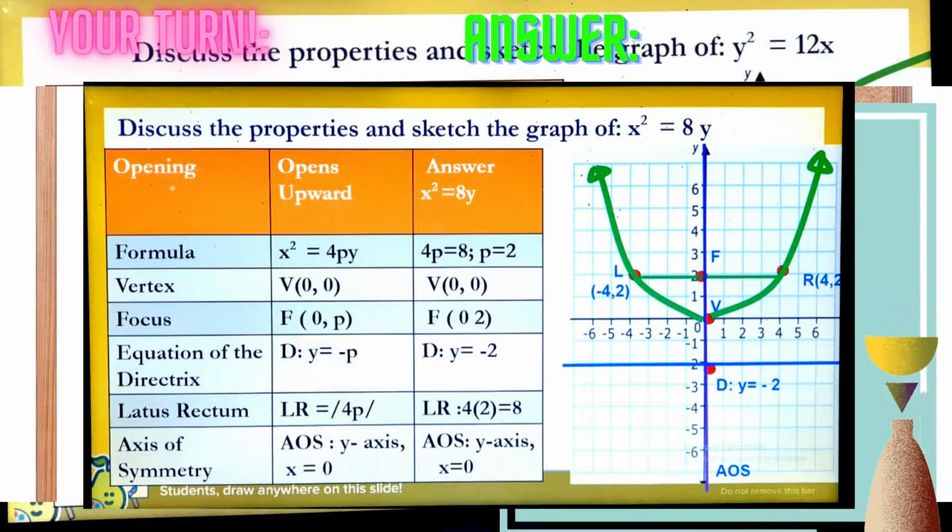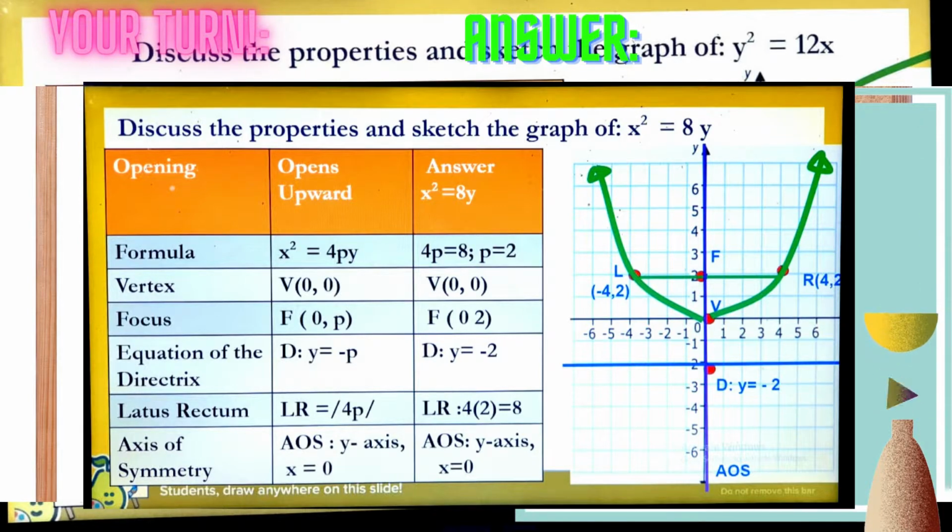So name your endpoint as point L and then write the coordinates. The coordinates of point L are (negative 4, positive 2). And on the other endpoint, we have point R, and the coordinates of point R are (positive 4, positive 2). All right. I hope you understand. So this is our last example.